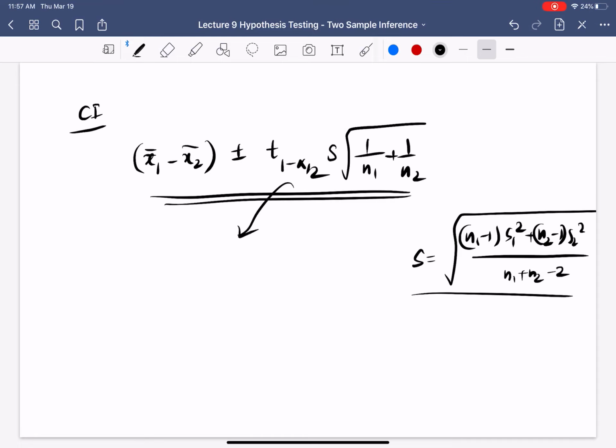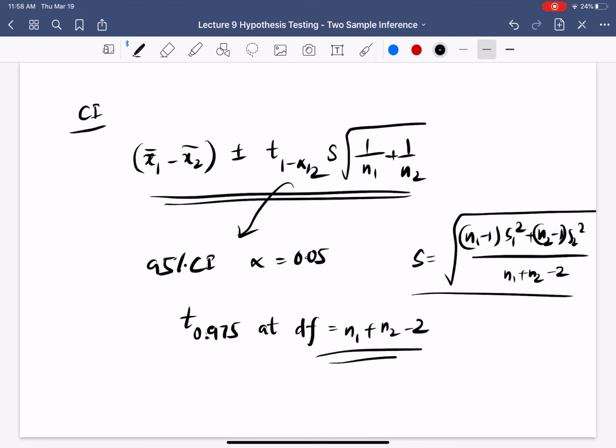So for example, if it asks for a 95% confidence interval, you have an alpha of 0.05. So the t-value that you find is going to be at t 0.975 and at df of n minus 2. So df here is not n minus 1, it's n1 plus n2 minus 2. So this is the formula to find confidence interval when you have a two-sample t-test with equal variance. So that ends the topic of two-sample t-test with equal variance.